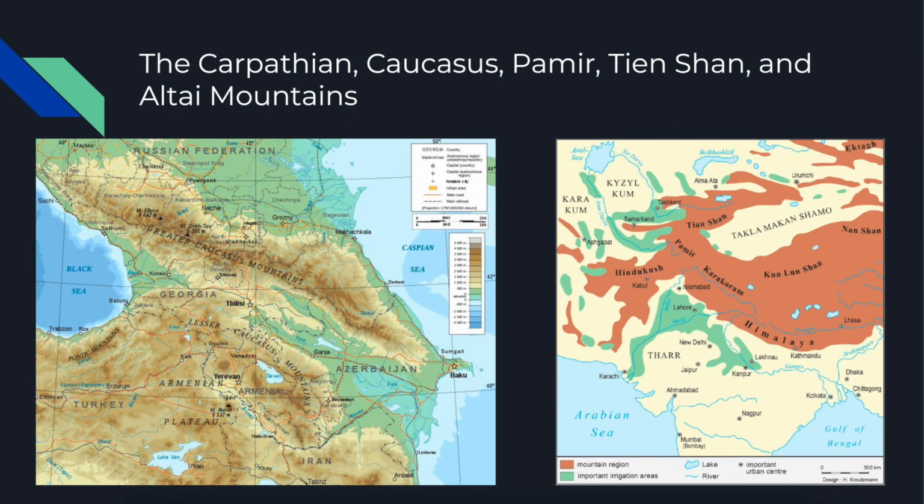And then we'll move on to the Carpathian, Caucasus, Pamir, Tien Shan, and Altai mountains. So Russia's not only cursed by frontier gaps, but blessed by impressive mountain ranges at its borders. It has the Carpathians to the southwest, the Caucasus in the south, and the Pamir, Tien Shan, and Altai mountains on the borders of Afghanistan, India, and China respectively.